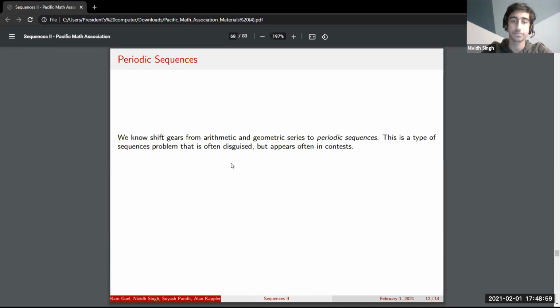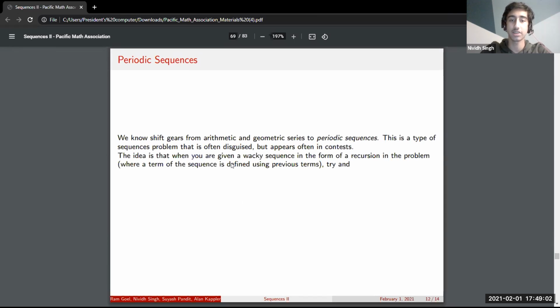The idea is that you're given a really wacky sequence in the form of a recursion problem. A recursive function just means that each term is defined by the previous term. So it could say that f of n equals f of n minus 1 plus 3. And that's just defining the next term based on the previous term. So the problem will give a wacky sequence in the form of a recursion problem.